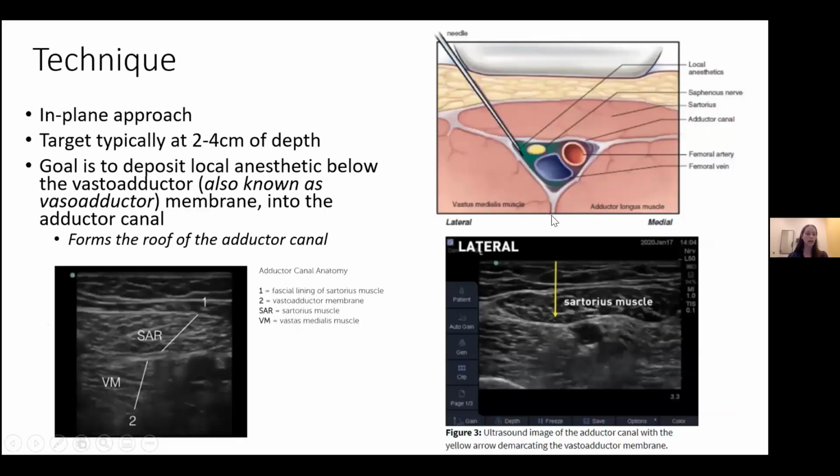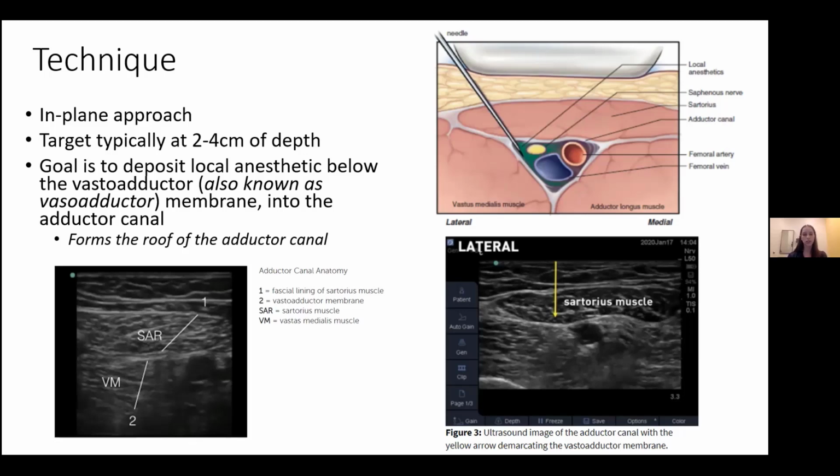So again, as I mentioned, we typically use an in-plane approach. I've not seen an out-of-plane approach, so that's what I'm most comfortable with. The target is typically 2 to 4 centimeters of depth below the skin. With larger patients, it may be deeper, and a strategy for that is just to continue to go more proximally, because as you go more distally in the leg, the artery dives down and then becomes a much deeper target, making it more difficult to line up your needle with your ultrasound probe.